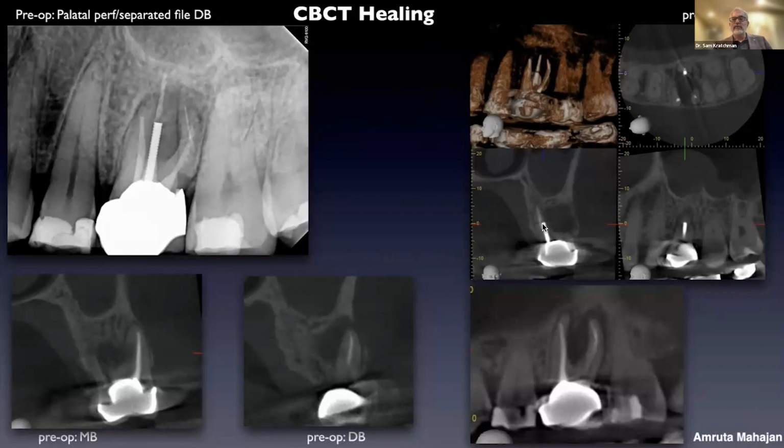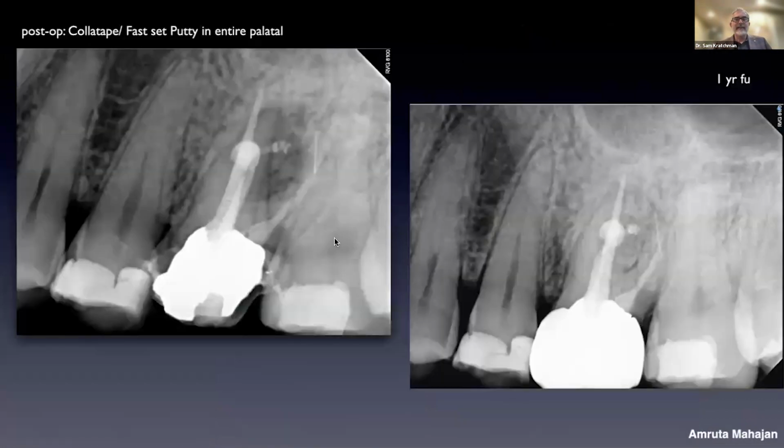Okay. We're going to retreat. And when we retreat, they take the post out. We fill this perforation. First, we put a little bit of collagen tape to get a seal and a barrier. Then we put fast set bioceramic putty here. We retreat the mesial, try to retreat the distal and get the separated file out, but can't get the instrument out. So we say to the patient, okay, let this settle for a bit. I want to see how healing is, but we're going to go in most likely surgically and take care of it.